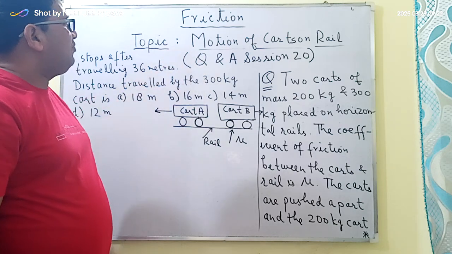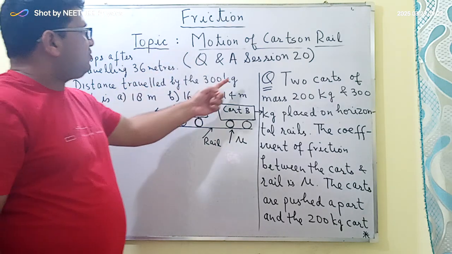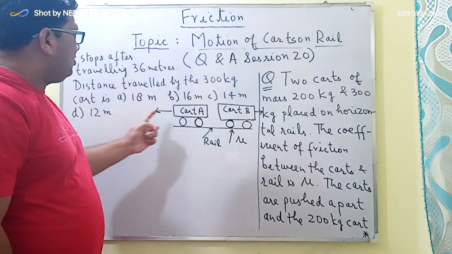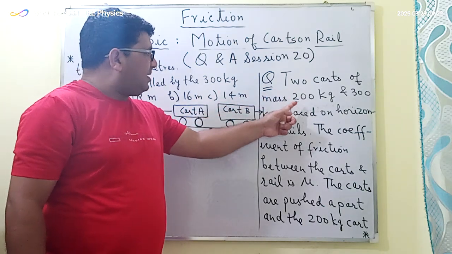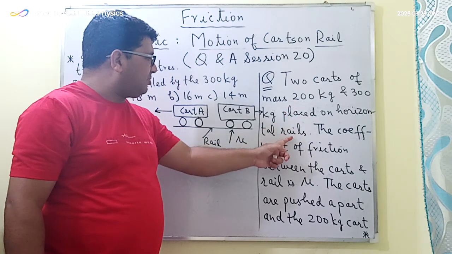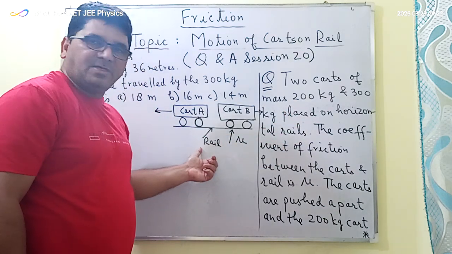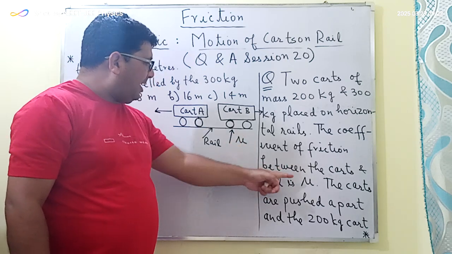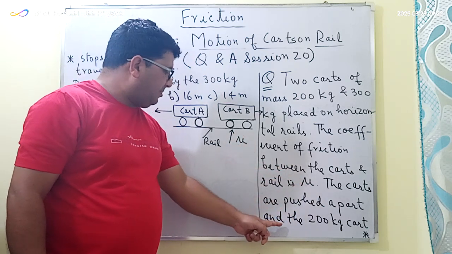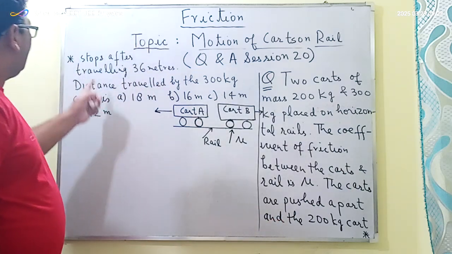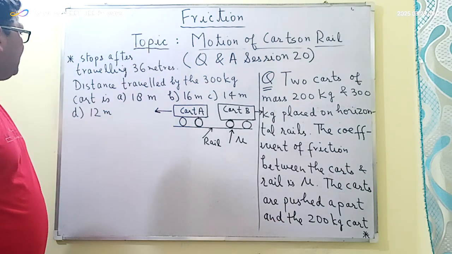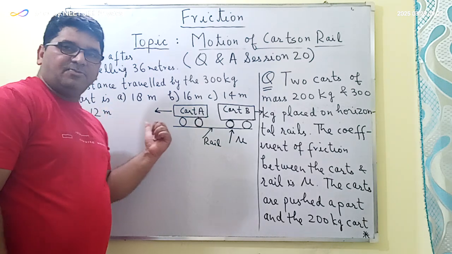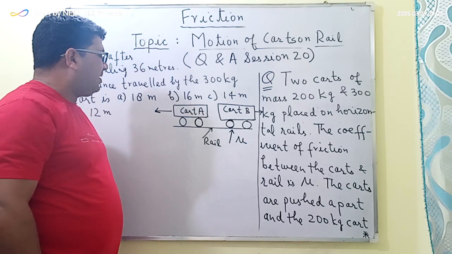The topic is the motion of carts on rail, and based on this topic I have one question for this session, which is written here on this board. The question is: two carts of mass 200 kg and 300 kg are placed on horizontal rails as shown in this figure. The coefficient of friction between the carts and the rail is mu, and the carts are pushed apart, and the 200 kg cart stops after traveling a distance of 36 meters. The distance traveled by the 300 kg cart is. We have been given four options and we have to find the correct one.